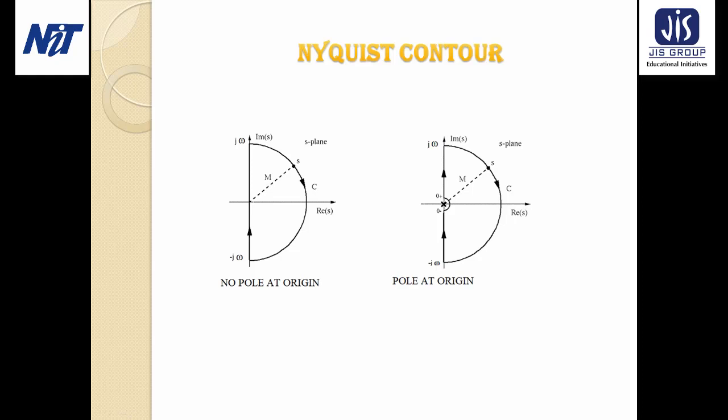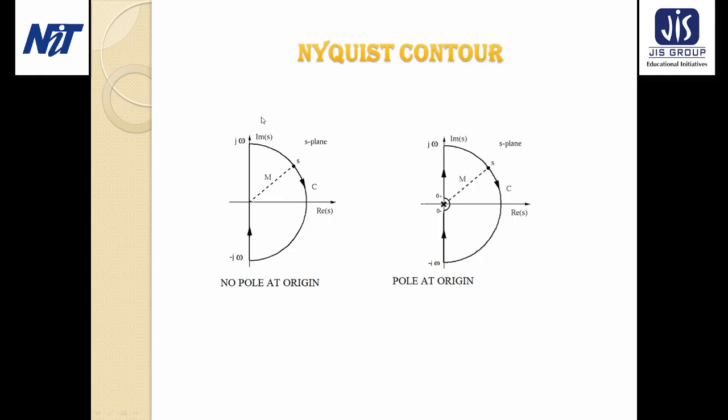And for section 3, the last section, omega is varying from minus infinity to 0, and it is the mirror image of section 1. So for a system which does not contain any pole at the origin, we will choose this type of Nyquist contour which has 3 segments, and for section 1, omega is varying from 0 to infinity.